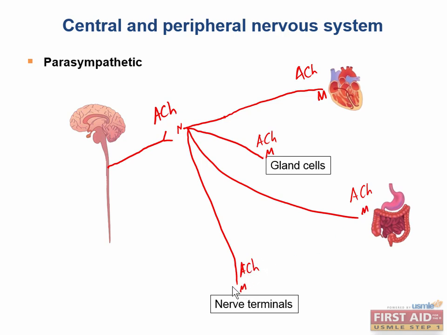So later on in the lecture, I'm going to go into the details about the different receptor types like the nicotinic, muscarinic, etc. But for now, I just want you to remember that the parasympathetic nervous system is going to activate muscarinic receptors at the end organ.